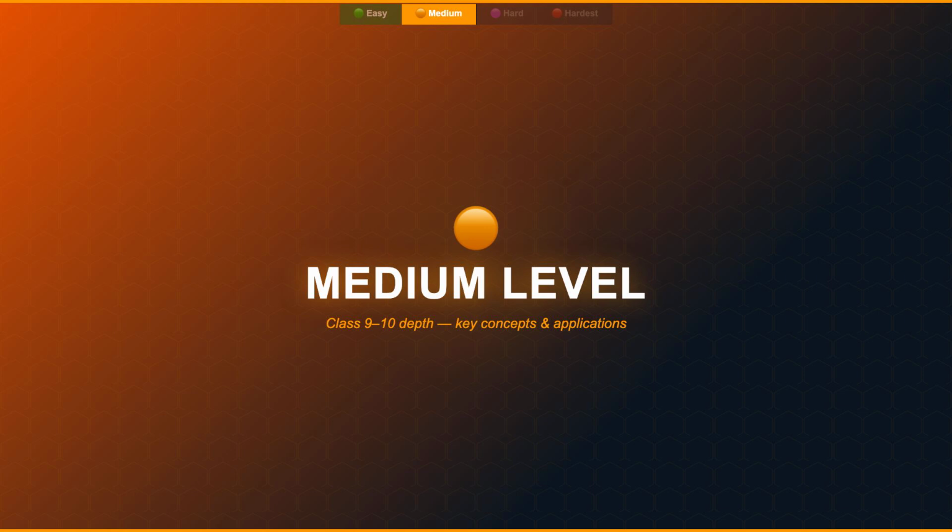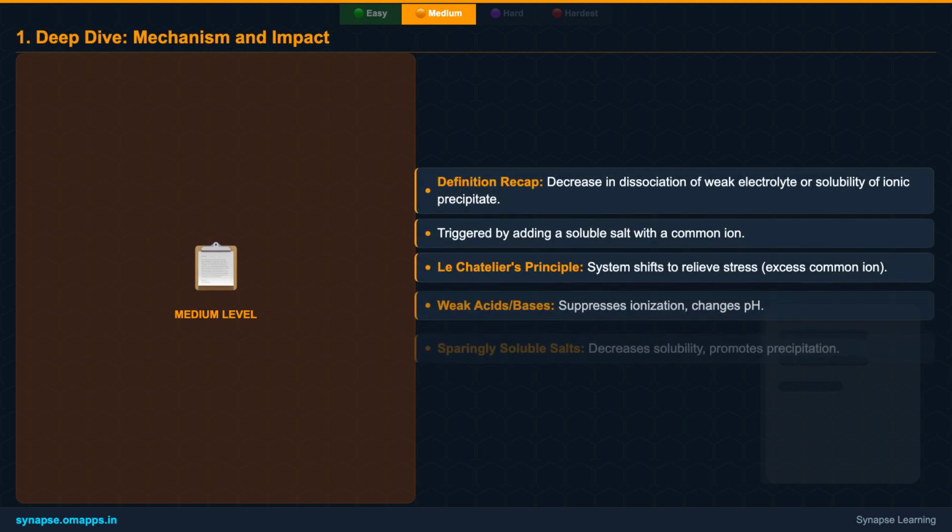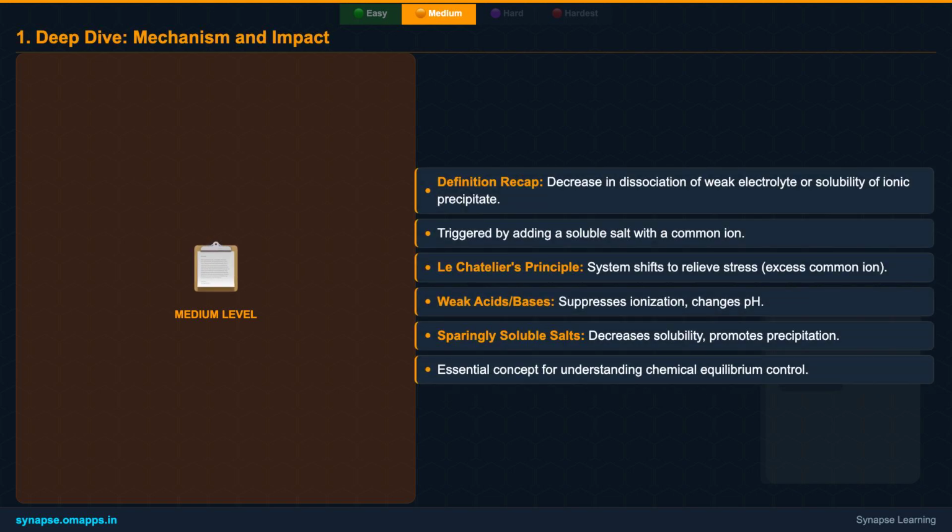We'll explore its significance in more detail and see its crucial role in practical applications. The common ion effect isn't just a theoretical concept, it's a cornerstone of many chemical phenomena. It explains why weak acids and bases ionize less in the presence of their conjugate salts, and why sparingly soluble salts become even less soluble. This effect is powerful because it allows us to control the extent of dissociation or solubility simply by adjusting the concentration of a common ion. It's a fundamental tool for chemists.